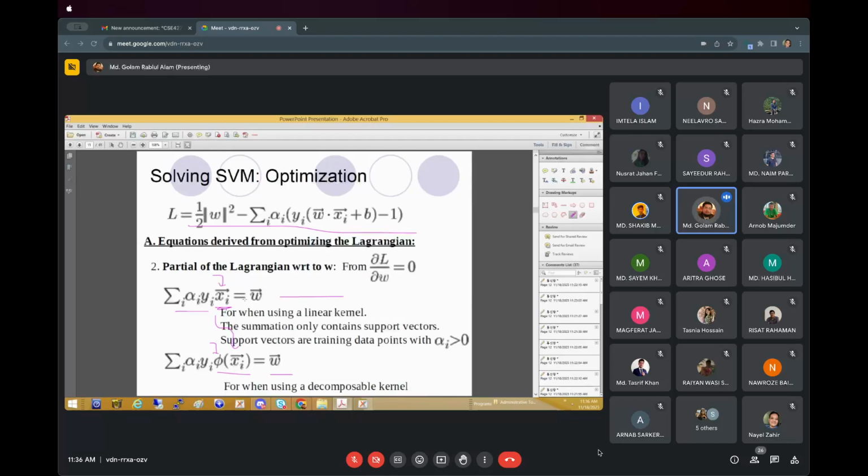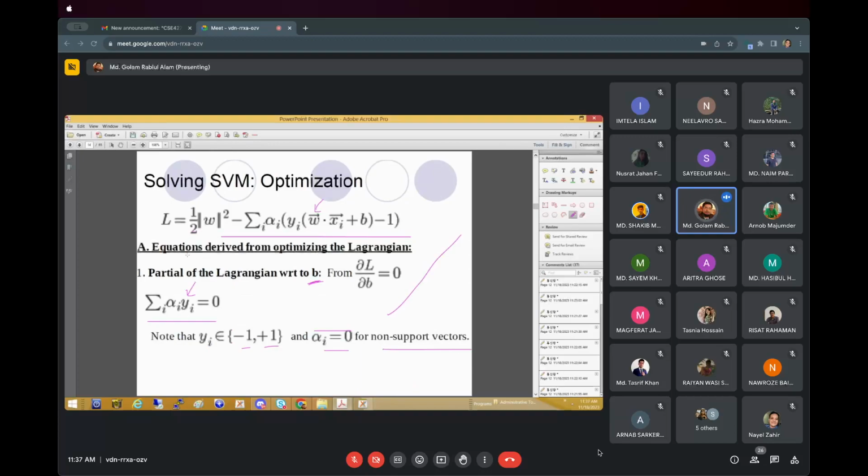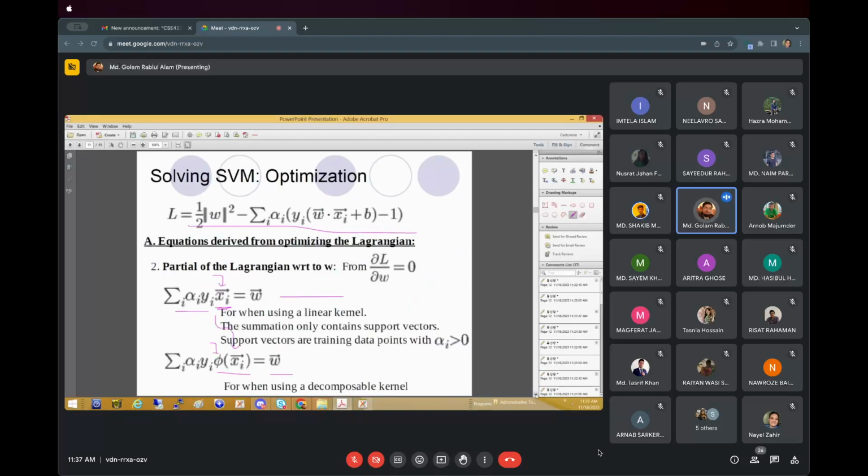Okay, so this is another equation. Another equation we can get from that is our Lagrangian equation. And now by solving those equations, we will get the solution. Some other things we need to find here. We can see that this is our first equation, taking the derivative with respect to b, and the second equation by taking the derivative with respect to w.